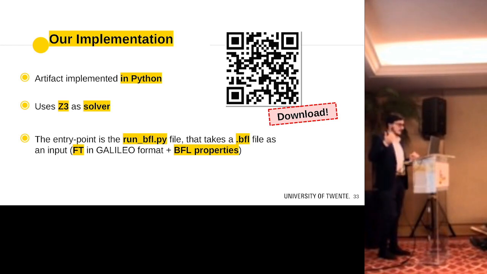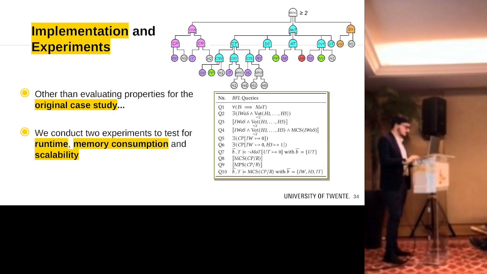In the docs we have instructions on how to specify properties in the BFL format, but we have a parser for basically what you saw in the text specifying properties. It's all pretty simple, and we do check our experiments and our properties for the original fault tree that we have.